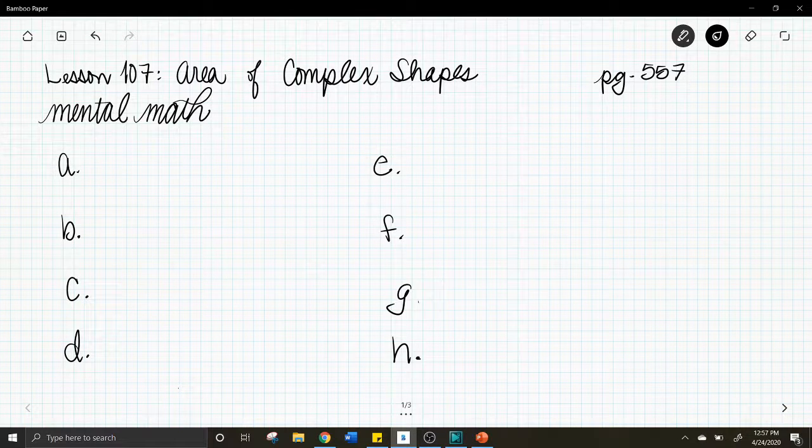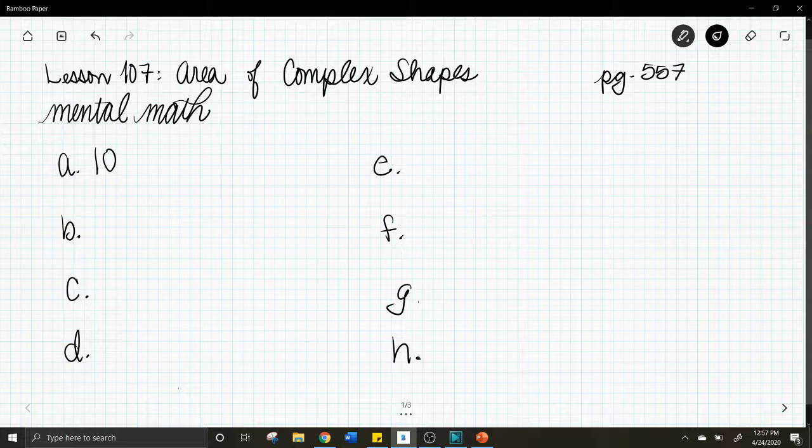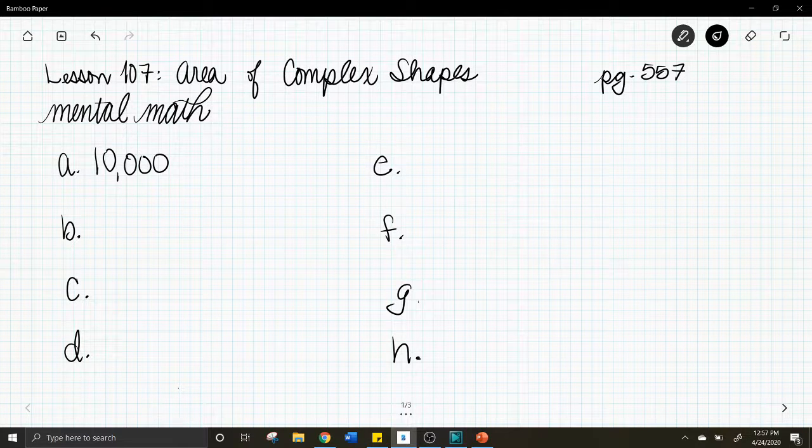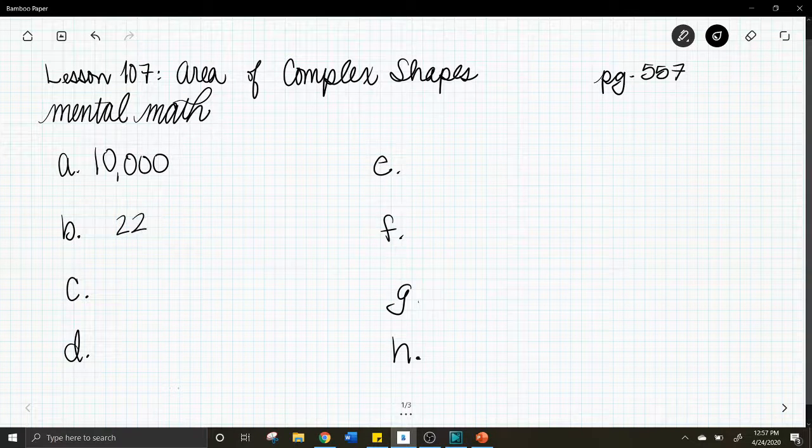Okay, so for letter A, we're going to start with 100 times 100. What is 100 times 100? The answer is 10,000. Letter B, 376 minus 150. What is 376 minus 150? The answer is 226. Letter C, 10% of 200. What is 10% of 200? The answer is 20.